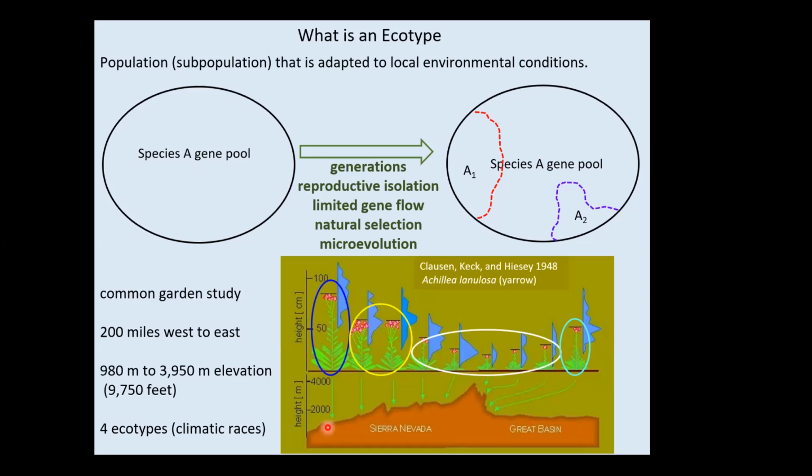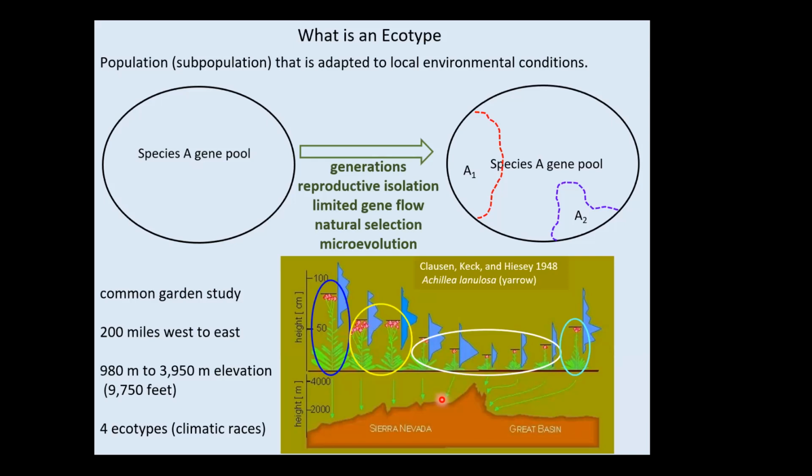So again, they do occur. It has to happen over really significant amounts of environmental variation. The 200 miles from east to west isn't huge, but what's really important here is the almost 10,000 feet of elevation change. If you go up a mountain, roughly the temperature will decrease by 3.5 degrees for every 1,000 feet of elevation gain.